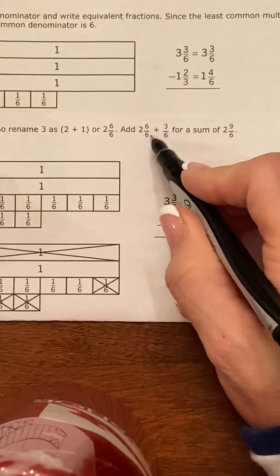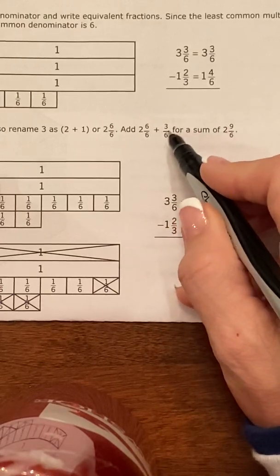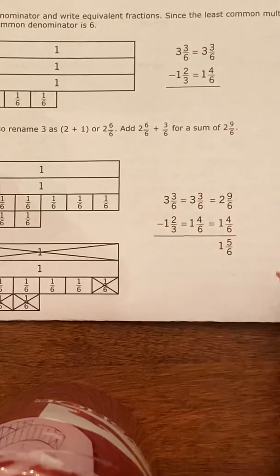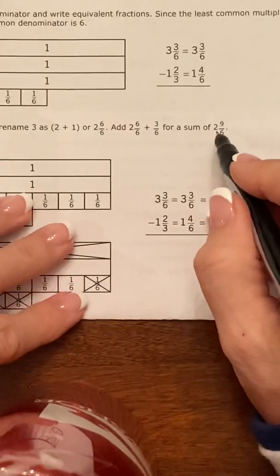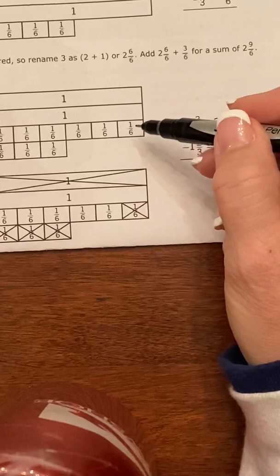Why? The 6/6, remember? Said if you're going back over to the fraction view, you have to get along and work together as a team. And so that ended up being 2 and 9/6. Then you're going to subtract. Let's look at the picture of this.